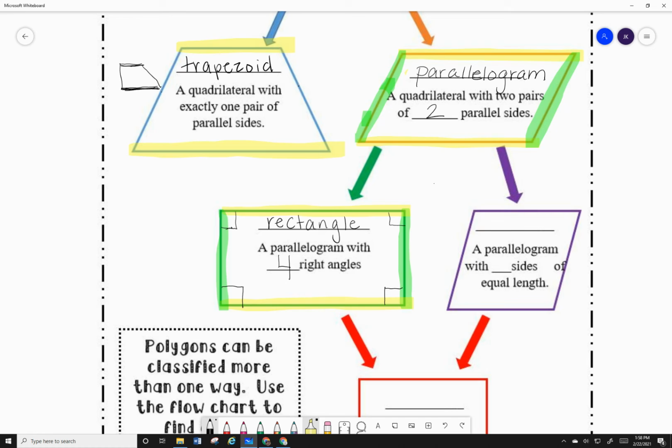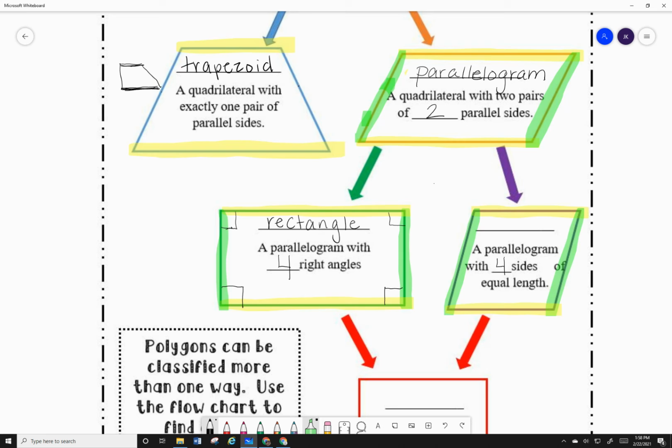Right next door to the rectangle, we have another special kind of parallelogram. Just like the ones we've looked at before, this is a parallelogram that has a top and a bottom that are parallel, as well as the sides that are parallel. So it has 2 sets of parallel sides. But this one is different from the parallelogram above it because unlike the parallelogram above it, this shape has 4 sides of equal length.